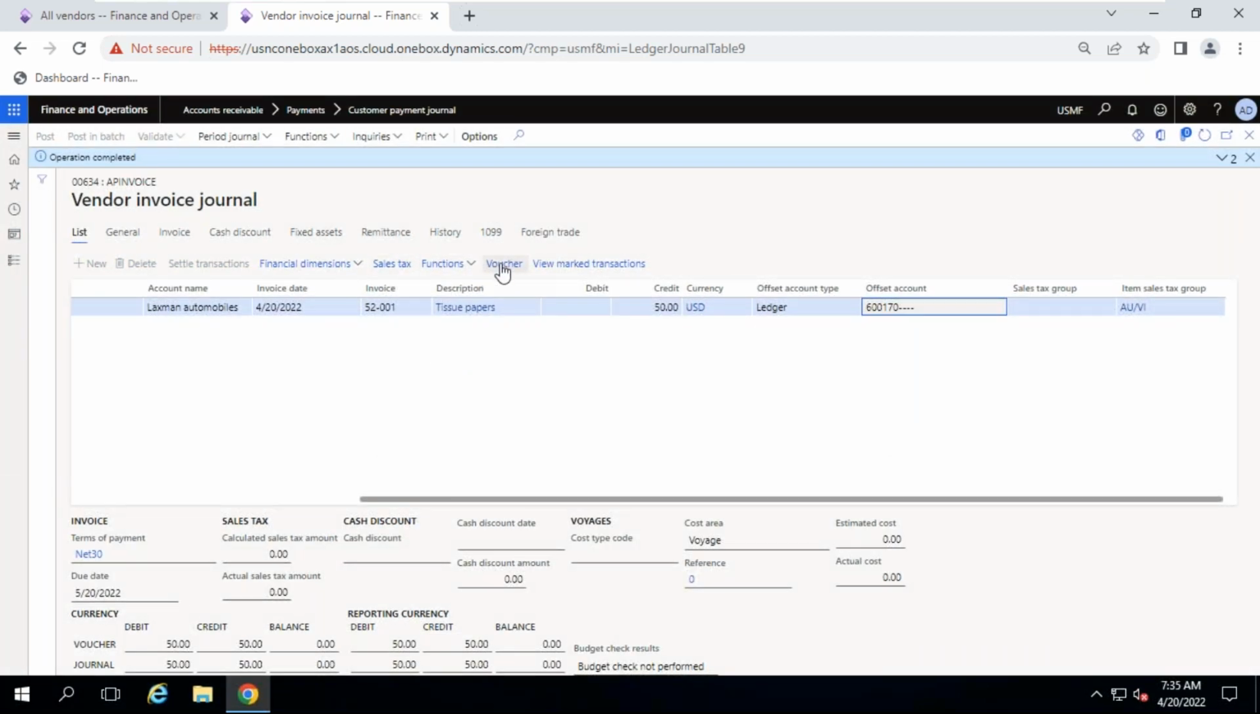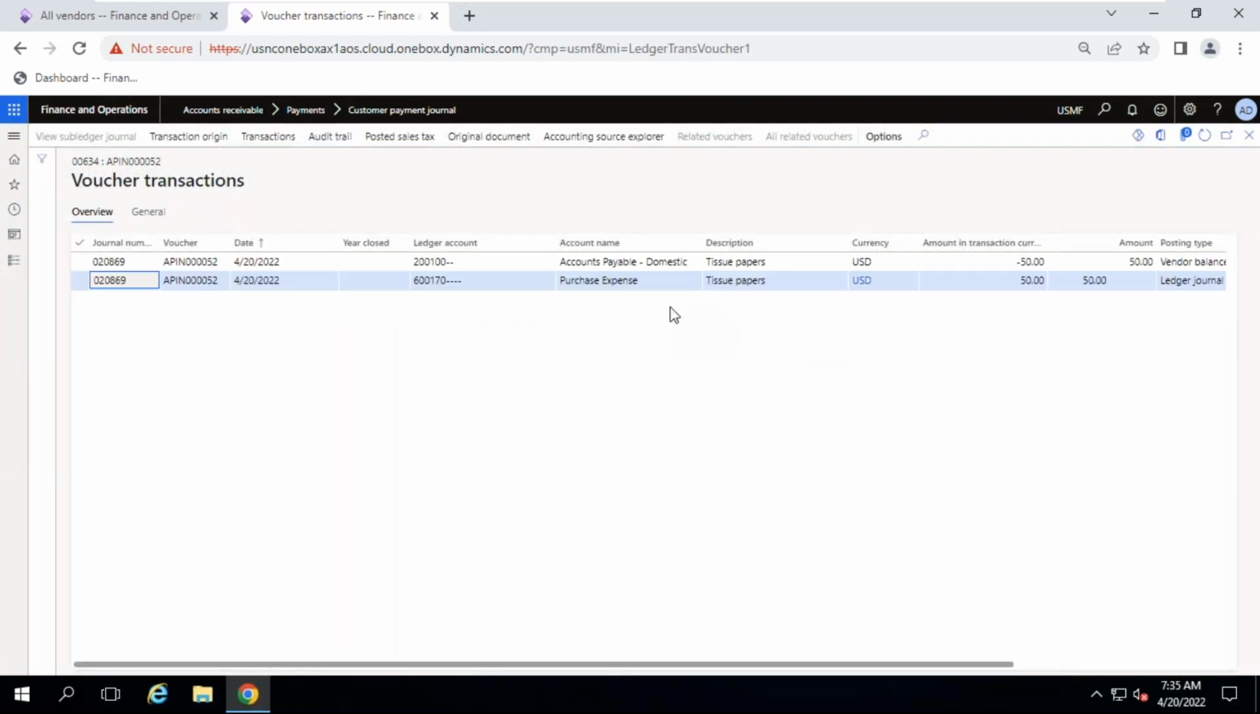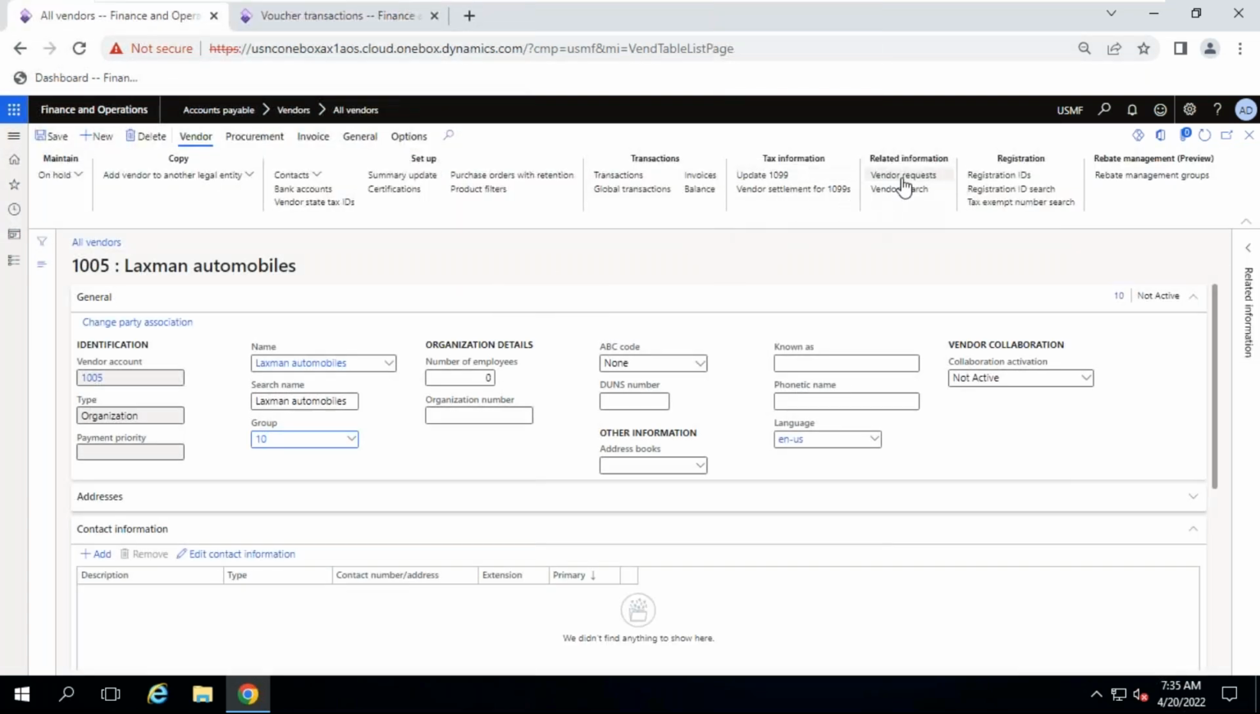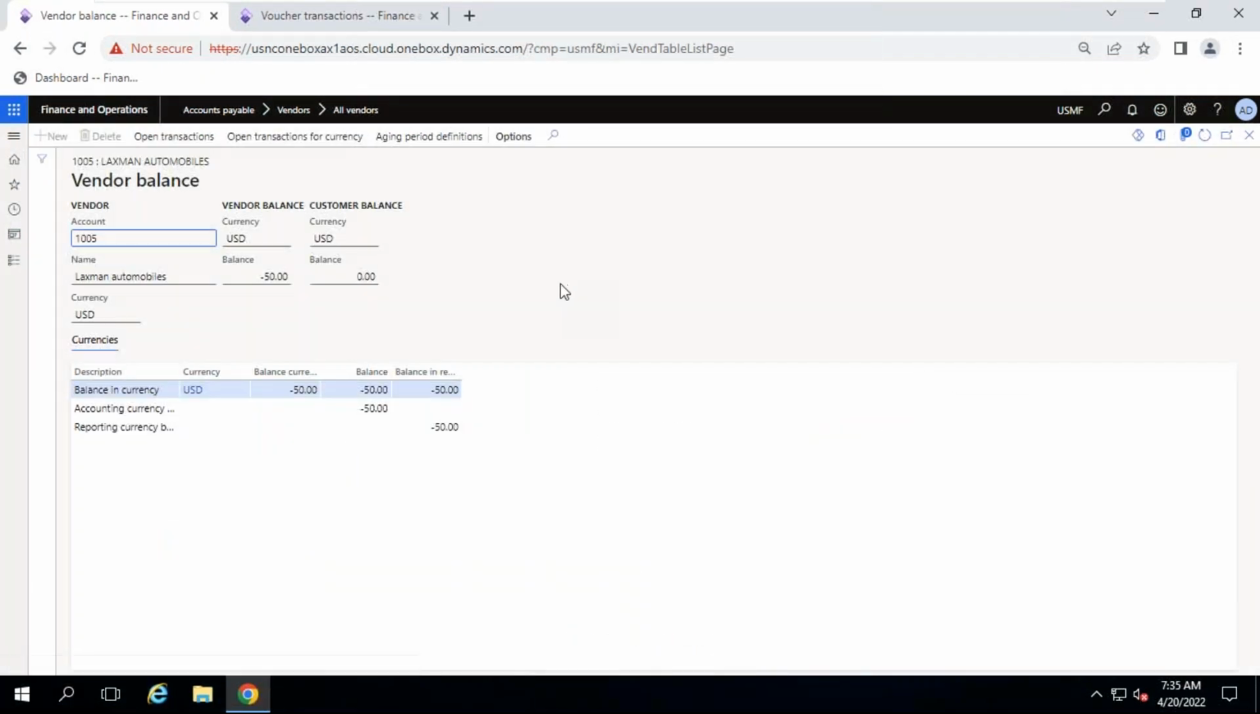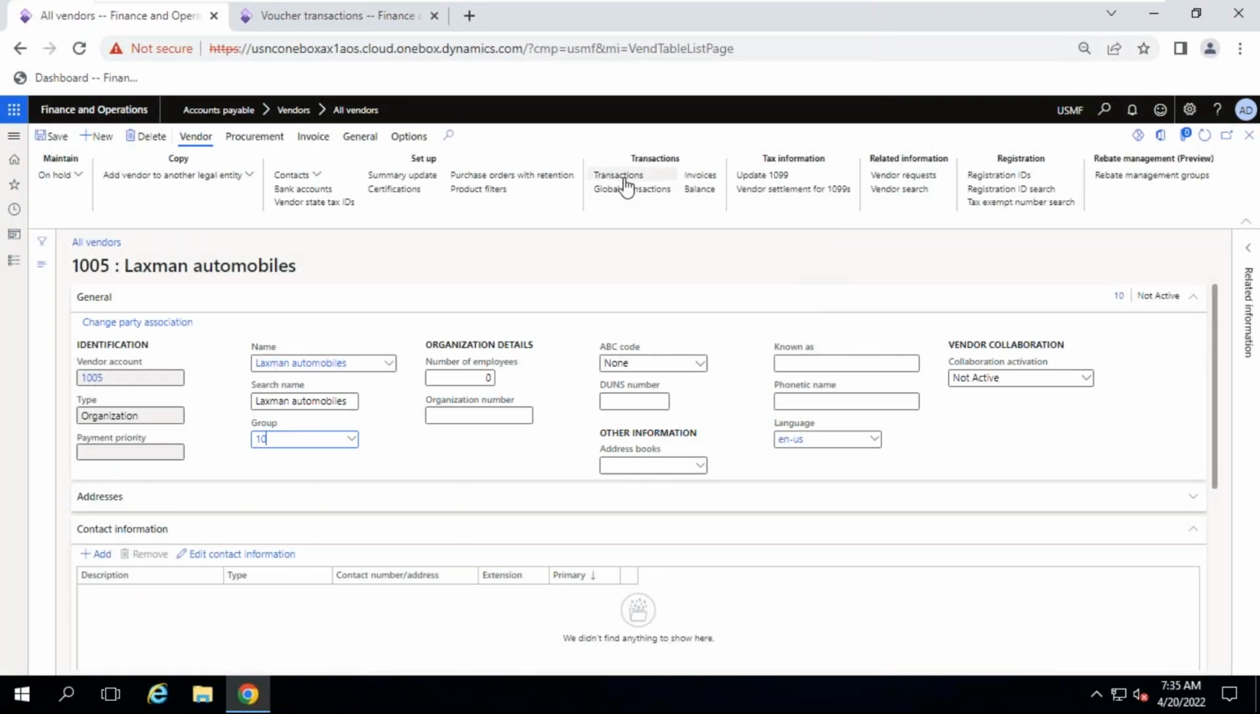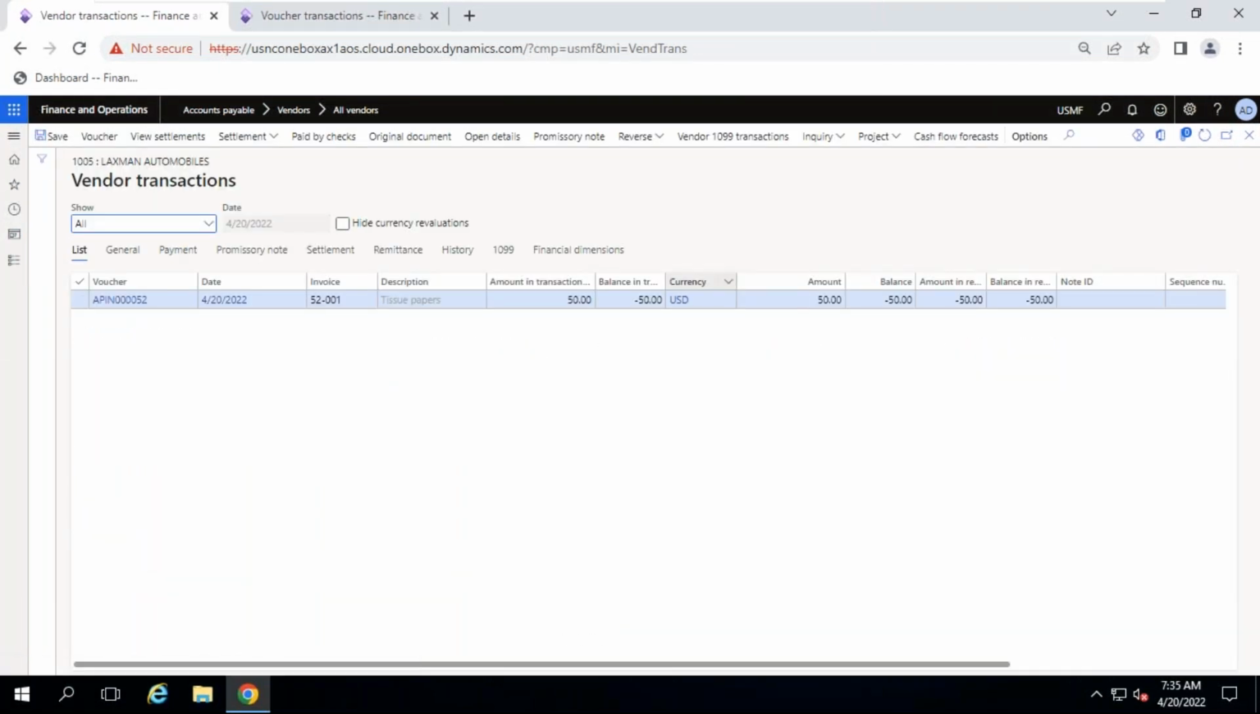If you verify the voucher, the vendor account is credited. Accounts payable, vendor balance is credited. If you verify the vendor balance now, it is credit, because I need to pay this money to the vendor. And if you verify the transactions, it will show you negative, because in my books it is negative only, because I need to pay.